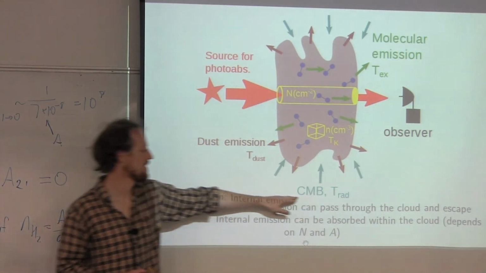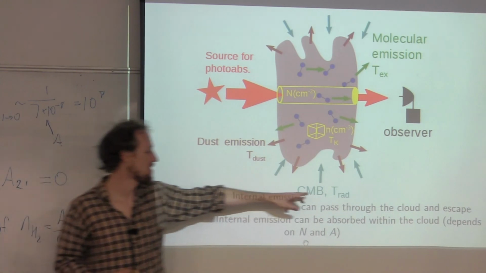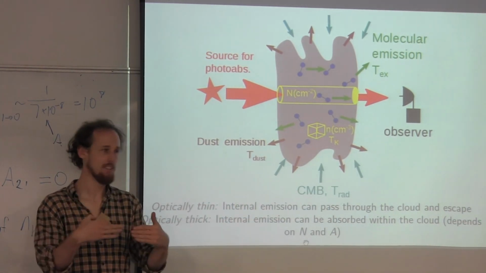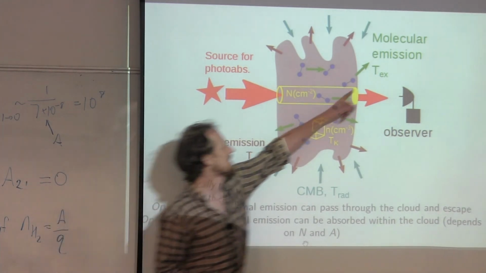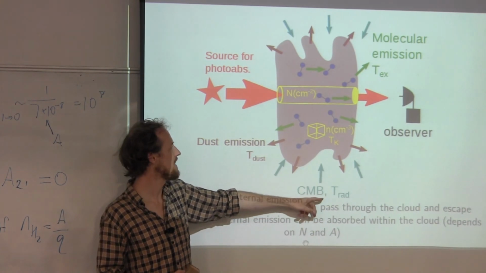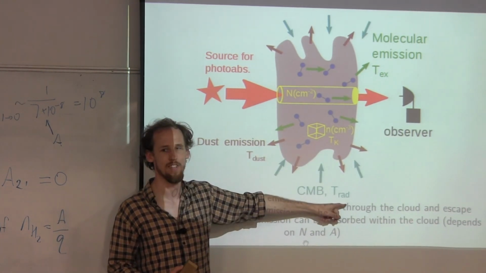Alternatively, this has been irradiated by the cosmic microwave background. So there's a third temperature, the radiation temperature of the black-body radiation coming into the cloud. If it's very low density, this excitation temperature of the rotating molecules will match this temperature. If it's intermediate density, it'll be somewhere between these two temperatures.